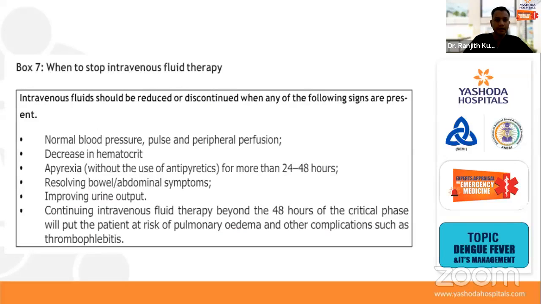So when to stop IV fluids? When the BP normalizes, or when there is adequate perfusion, or when the hematocrit decreases, or when the patient becomes apyrexial, without a fever for about 24 to 48 hours, or when the abdominal symptoms resolve with improving urine output.